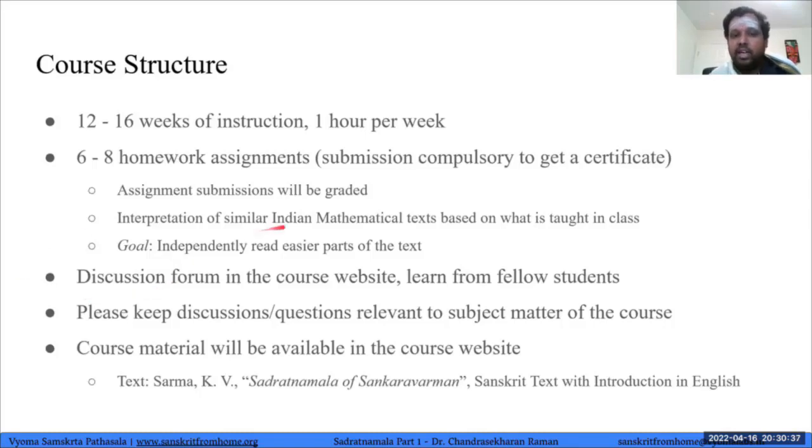The goal is interpretation of similar Indian mathematical texts based on what is taught in class, and to independently read the easier parts of the text. So that should be our goal. In 12 to 16 weeks, we should be able to pick up some text. A lot of us have some misconception that I cannot do this. I want to break that. I just want to take you along and show you that this is as easy as anything else.